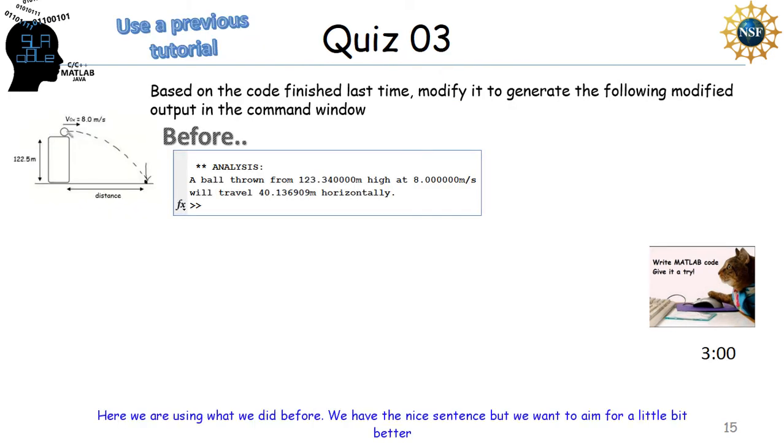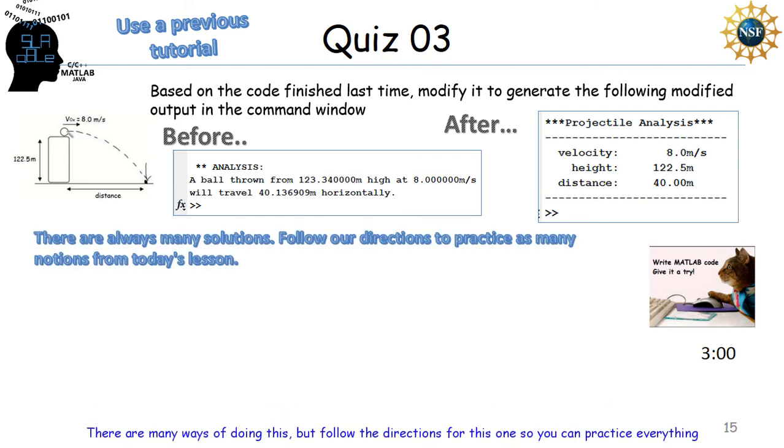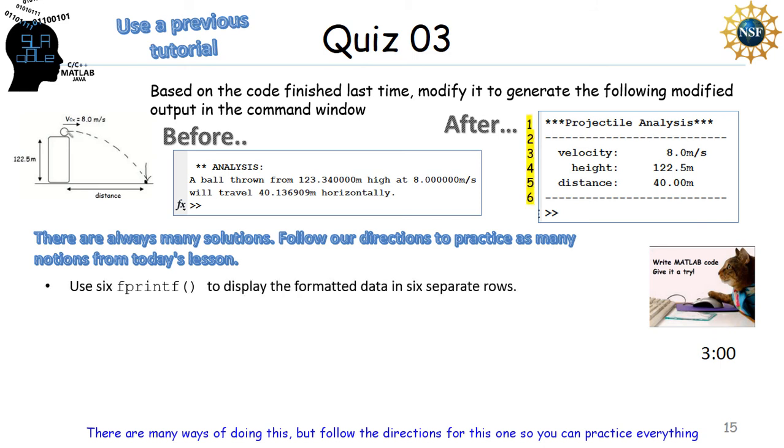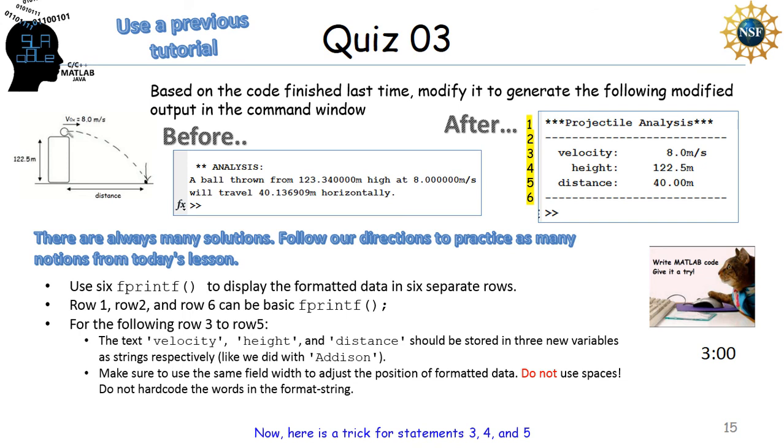Final quiz. So here we are using what we did before. We have that nice sentence, but we want to aim for a little bit better. There are many, many ways of doing this. We would like you to follow the one set of directions we're going to give to practice everything. 6 fprintf. Number 2 and 6 are actually copy-paste. That makes it easier. Now here's the trick for 3, 4, and 5.